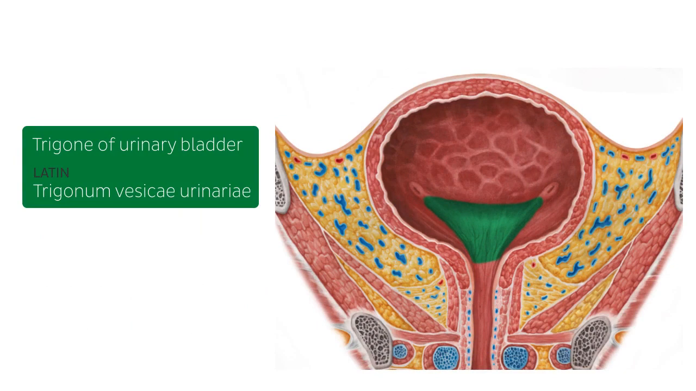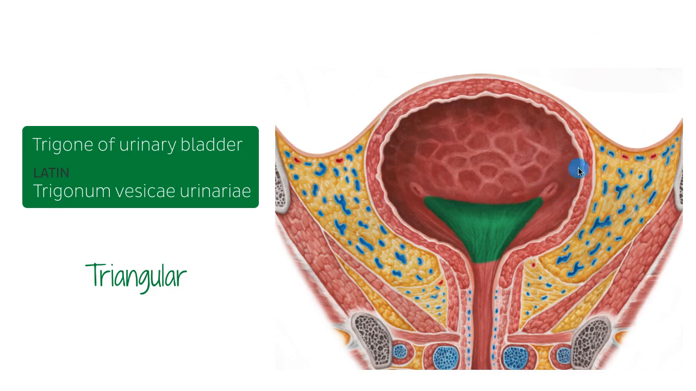Continuing on with this trigone here, now highlighted in green, this is the trigone of the urinary bladder, which is a smooth triangular part of the organ. As you can see in this illustration, the mucosal lining of the trigone is smooth and firmly attached to the underlying wall of the bladder, unlike elsewhere in this organ, where the mucosa is folded and loosely attached to the wall.